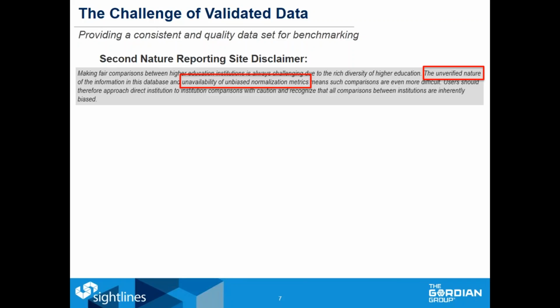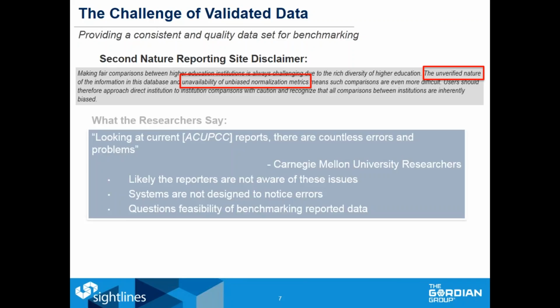So many of our institutions, including the one I'm about to talk about, complain about the issues with self-reporting, especially on the greenhouse gas inventory front. So on the Second Nature website, they acknowledge that most of the data that goes into the reporting regime is unverified and it's very difficult to use it for unbiased normalization metrics or for benchmarking against other institutions.